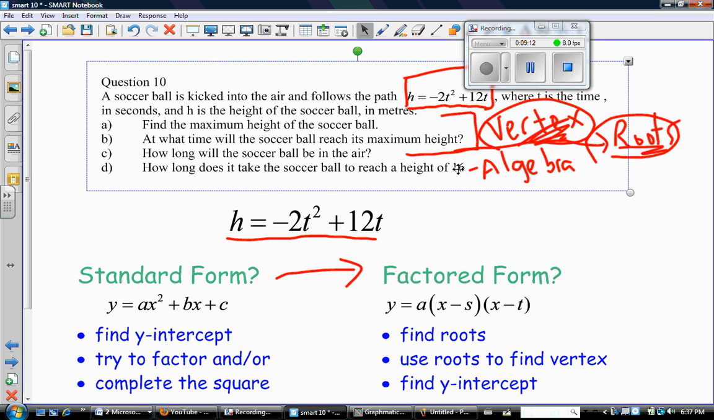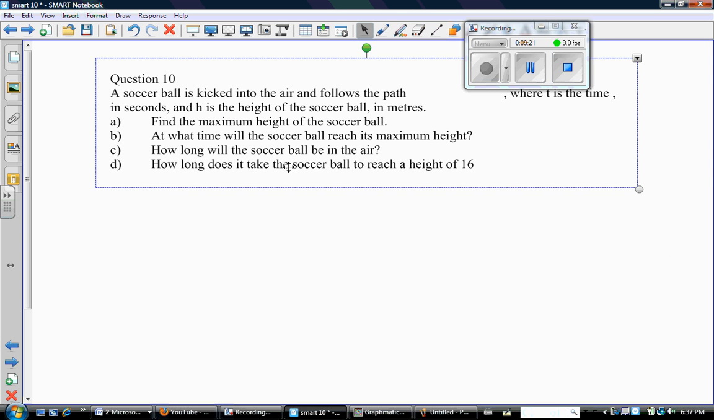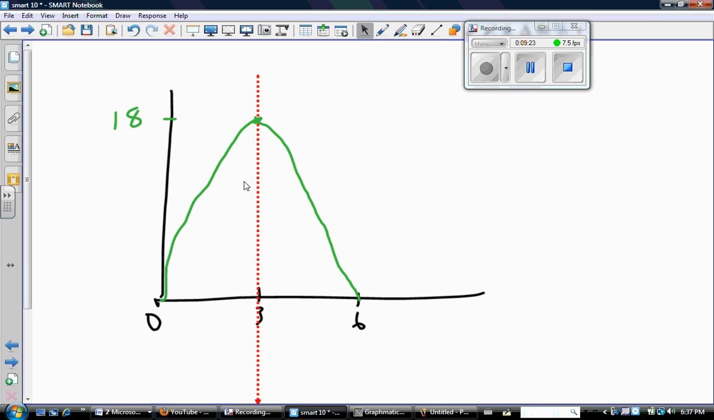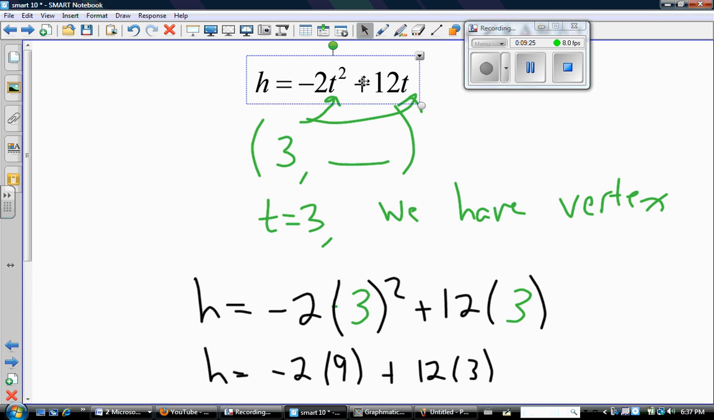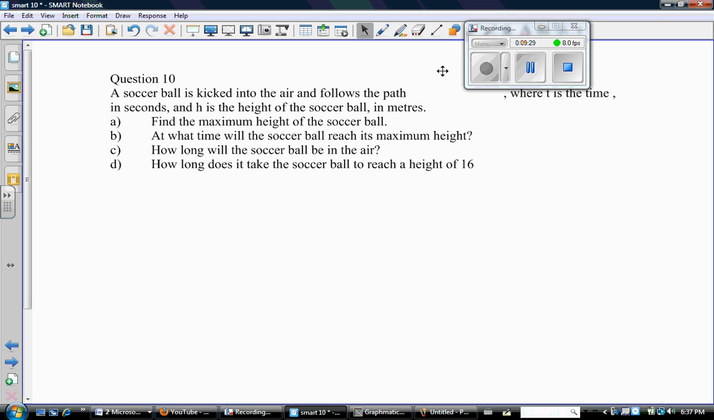And we'll put it onto this new, fresh, clean page. Okay. So the soccer ball follows the path. Grab that equation again, sorry. So here is the equation followed by that soccer ball.